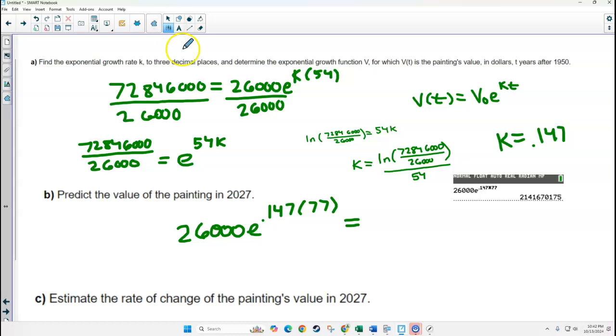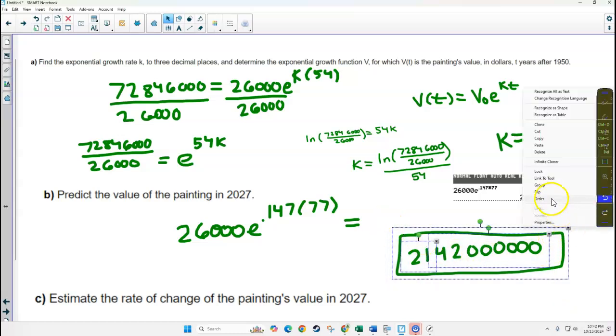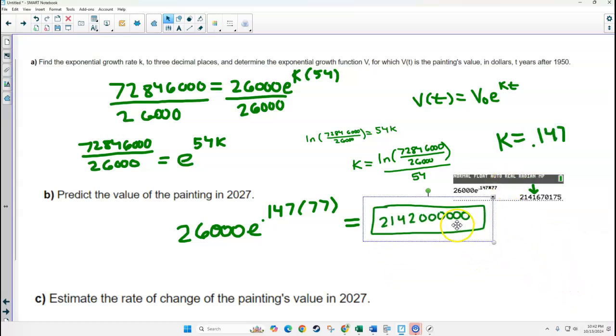which means our answer would be, let's see, the million is 7 place values to the left from our ones place. So we'll do 1, 2, 3, 4, 5, 6, 7. So our 1 here is the millions. So if we round that, that becomes a 2, and now we've got our 6 zeros at the end. So looks like $2,142,000,000 would be the value rounded to the nearest million in year 2027.